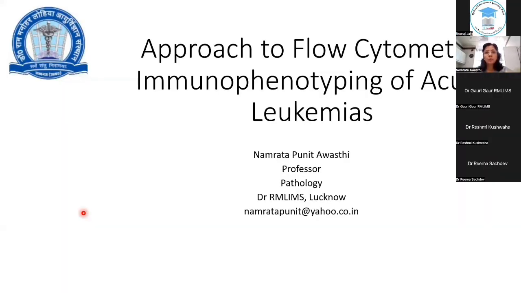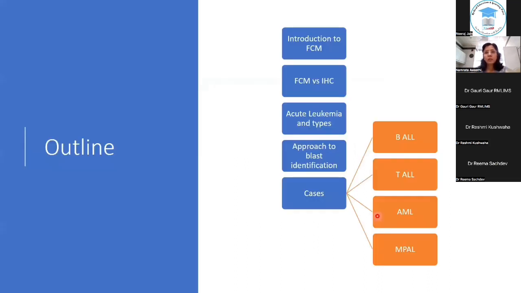Ability to talk on this very important aspect, approach to flow cytometric immunophenotyping of acute leukemias. So this is the outline of my talk.